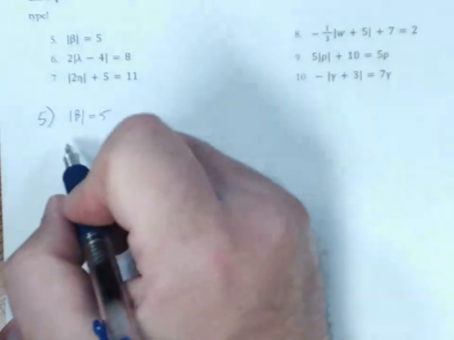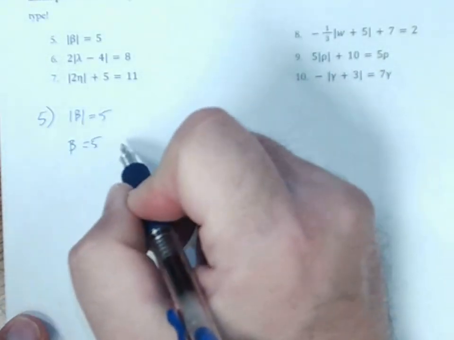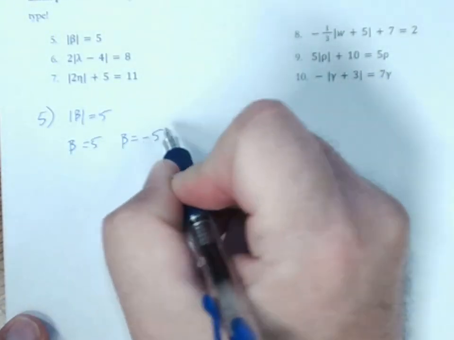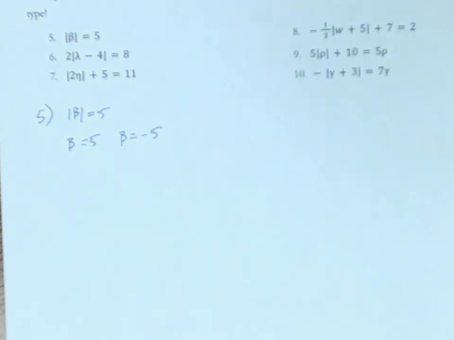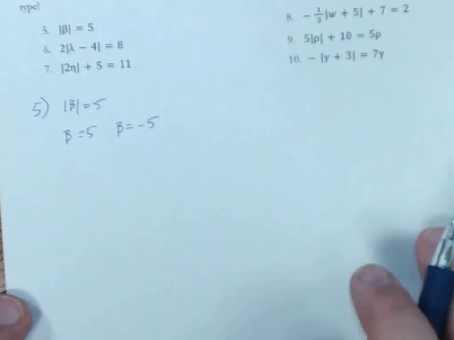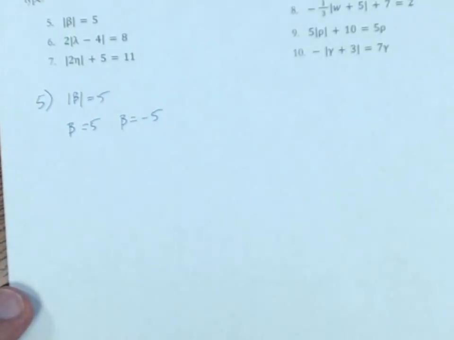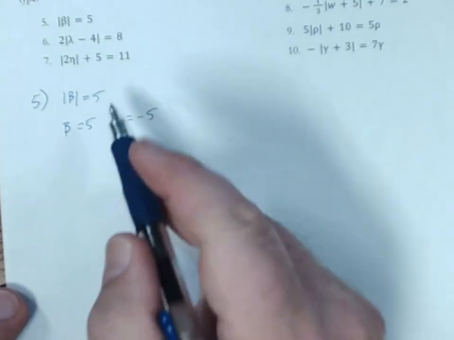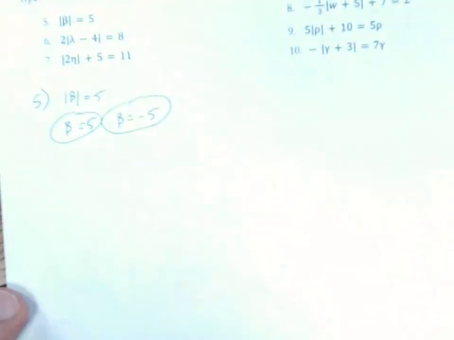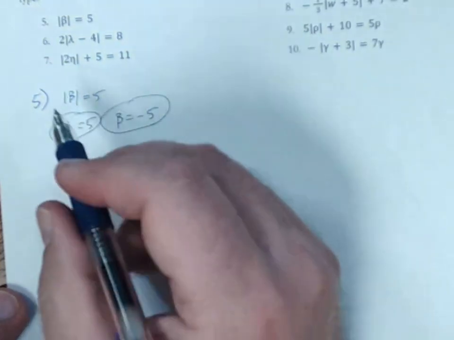So the first thing I can do is set up that either b equals 5 or b equals negative 5. So that's all well and good. And actually, there's nothing to solve here. That's one of the reasons I picked this, it's very simple. So I basically have my answers. I just need to check them. So I'm going to plug these back into the original equation.